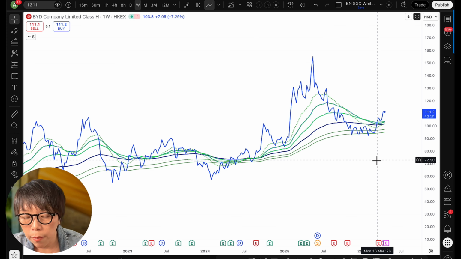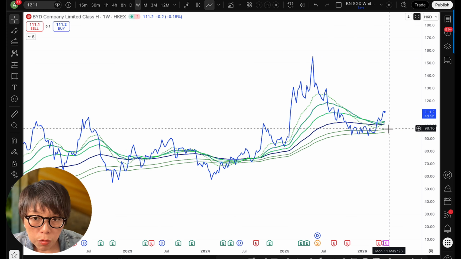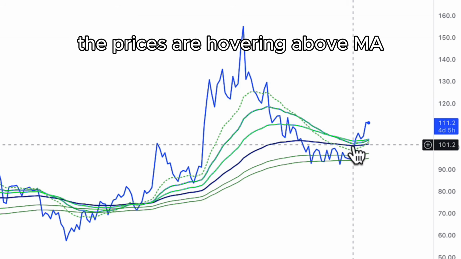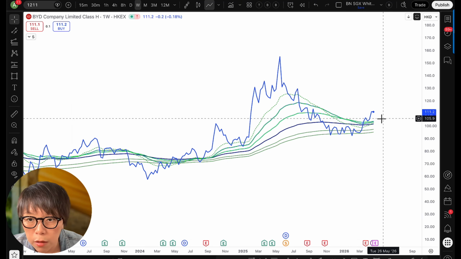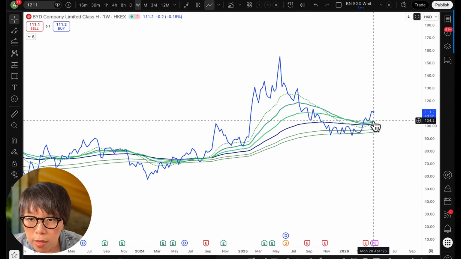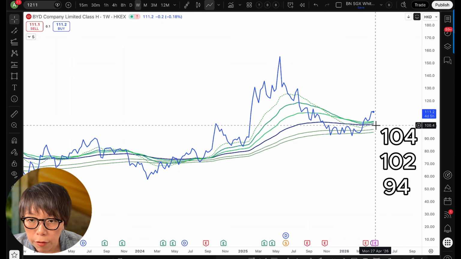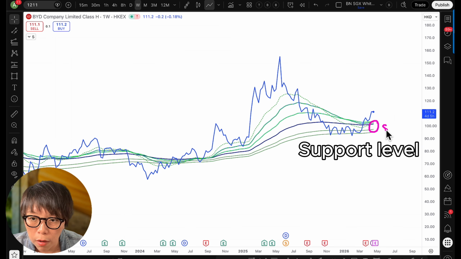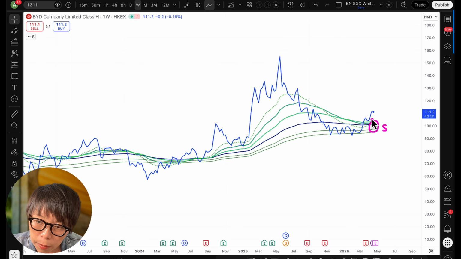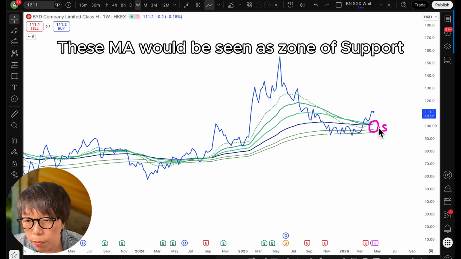And at the same time, the prices are still hovering above the moving averages, meaning that the prices are trading above the moving averages. And we do see a cluster of moving averages appearing around 104 all the way to 94. So that would essentially provide a support level for BYD here. And this means that the BYD is above a zone of moving averages where these moving averages theoretically would be seen as a zone of support for BYD.